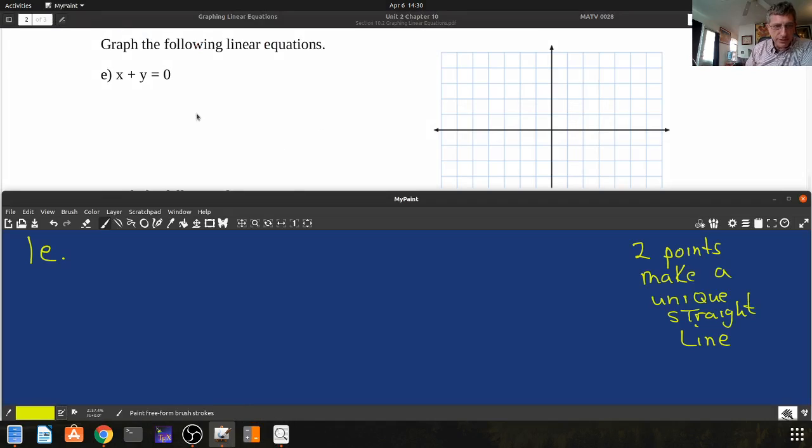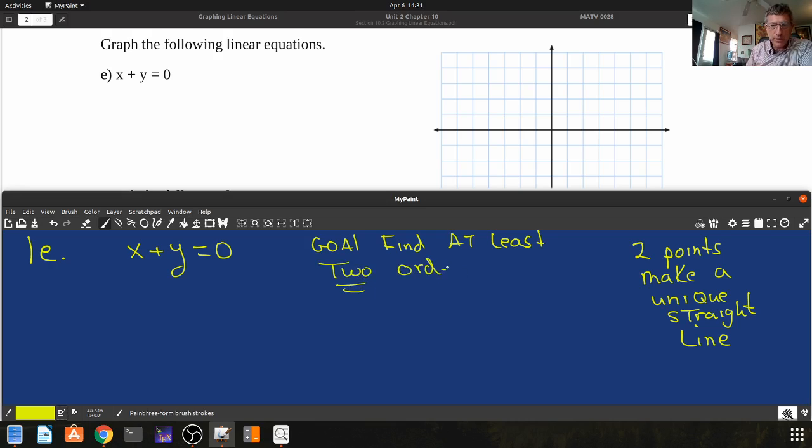So what we have to do is we're given an equation in two variables, x plus y is equal to 0. So our goal is to find at least two ordered pair solutions to this equation, at least two, 3 is fine. That's our goal.